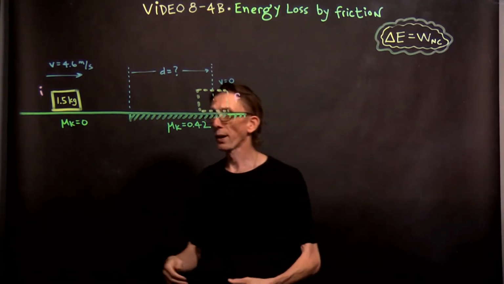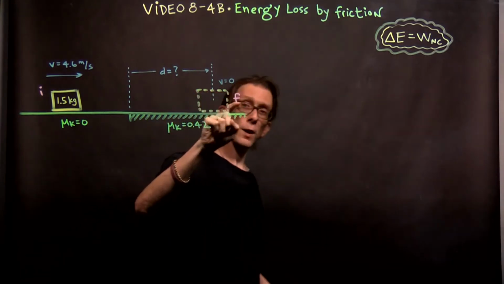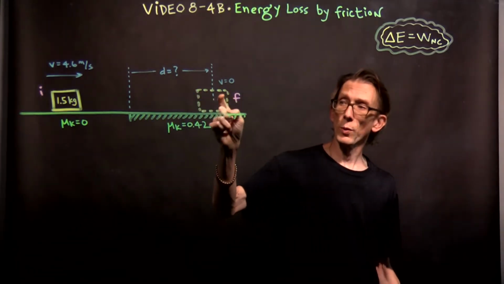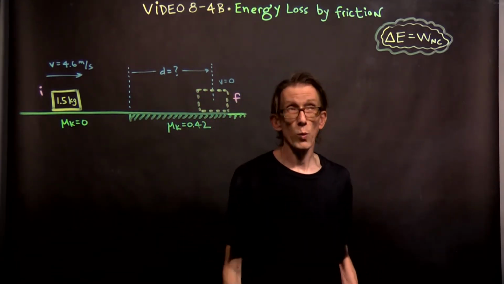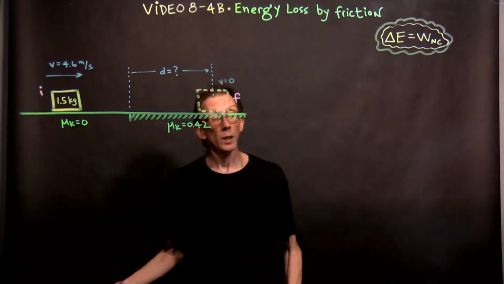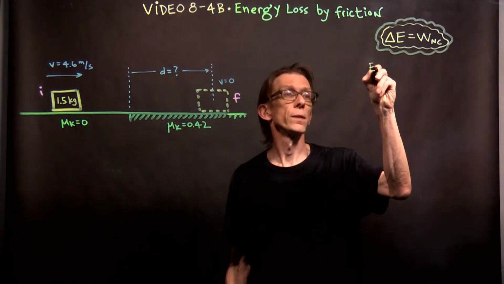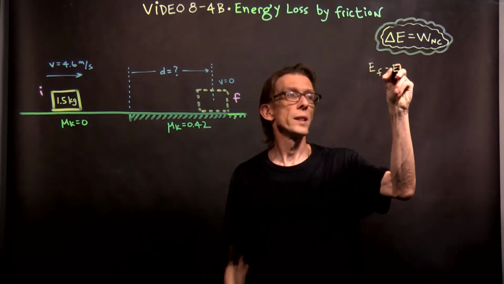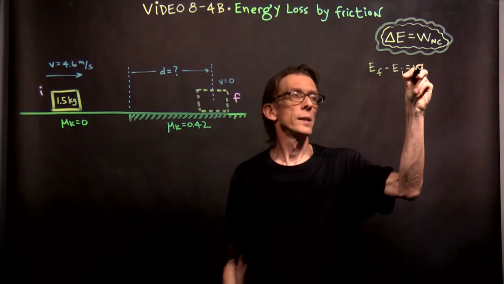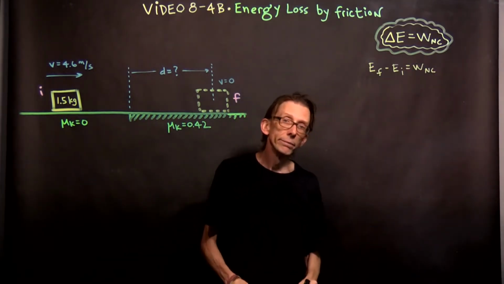So the initial point is it's moving to the right with speed 4.6 meters per second. Its final point, F, is when it comes to rest. We want to know how far it goes, and we're going to use this to do it. Now remember that this is just another way of writing EF minus EI equals work non-conservative, because that's what delta E means, right? You know that.